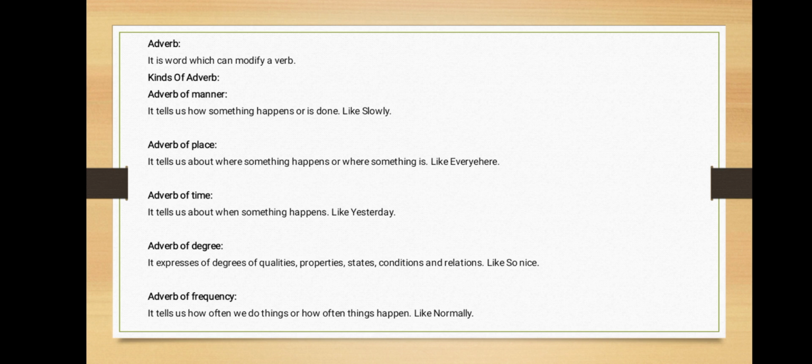Number 3 is adverb of time. It tells us about when something happens, just like yesterday, today, yearly, etc. Number 4 is adverb of degree. It expresses degrees of quality, properties, states, condition and relations, like now, quite, absolutely, so nice, etc. Number 5 is adverb of frequency. It tells us how often we do things or how often things happen, just like rarely, again, normally, many, etc.